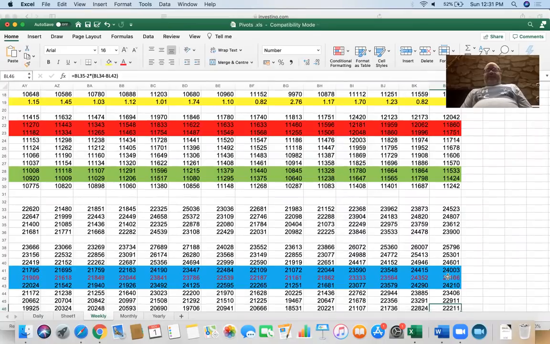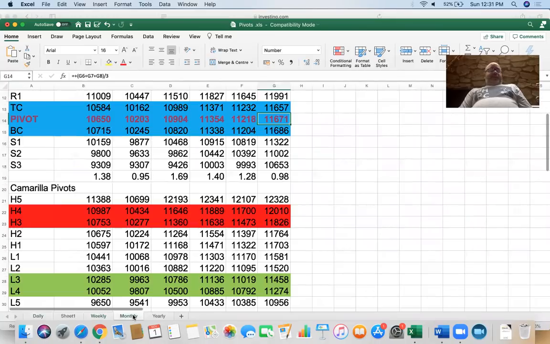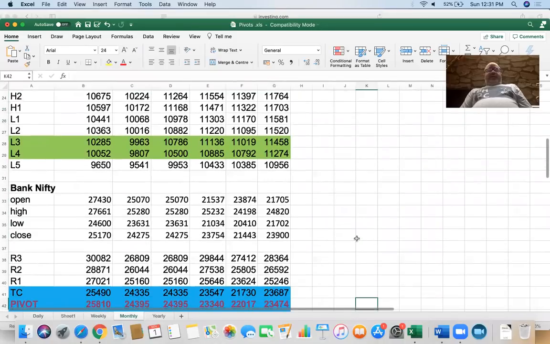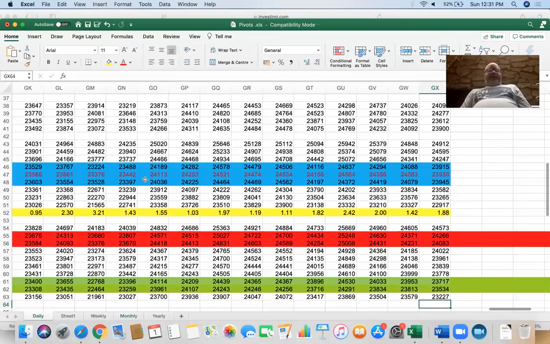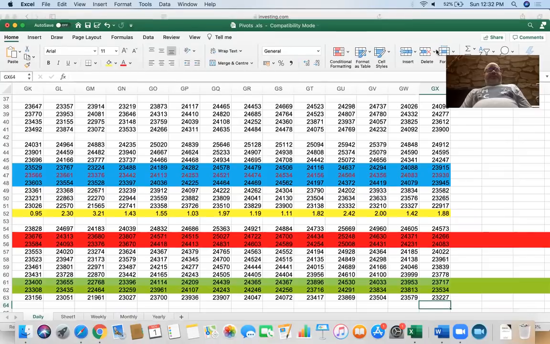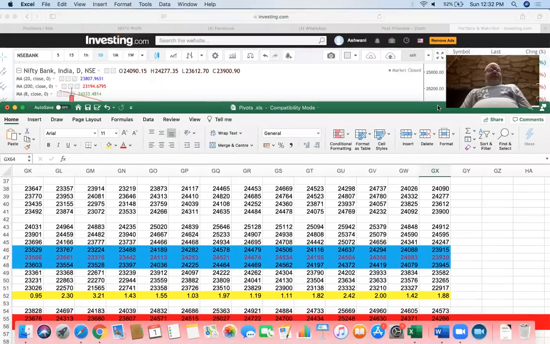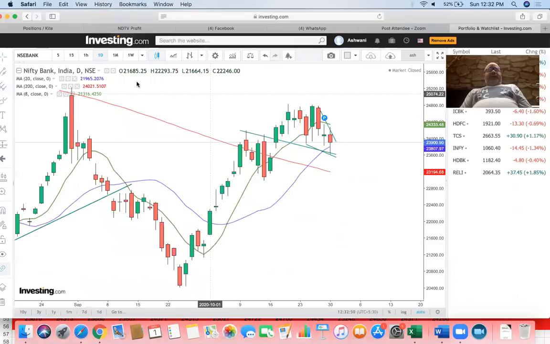24,100 is the weekly pivot on Bank Nifty. The monthly pivot on Bank Nifty is about 23,474, so very comfortably above it. So like I said, Bank Nifty is a strong index. Now let's come back to the intraday on Bank Nifty.